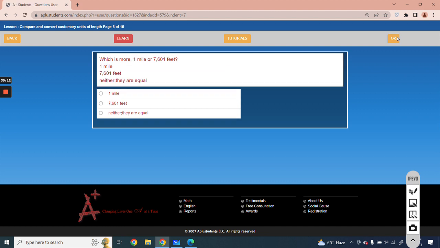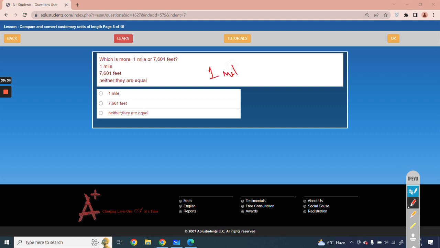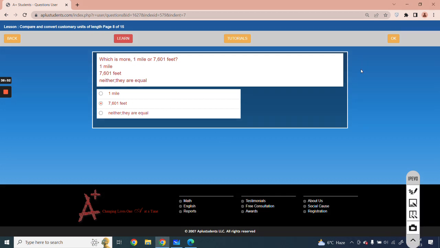Okay, which is more, 1 mile or 7,601 feet? Which is more? One mile equals 5,280 feet. So which is more? Obviously 7,601. Got it? So the correct option is 7,601 feet. So just select the correct option, then click on the OK button.